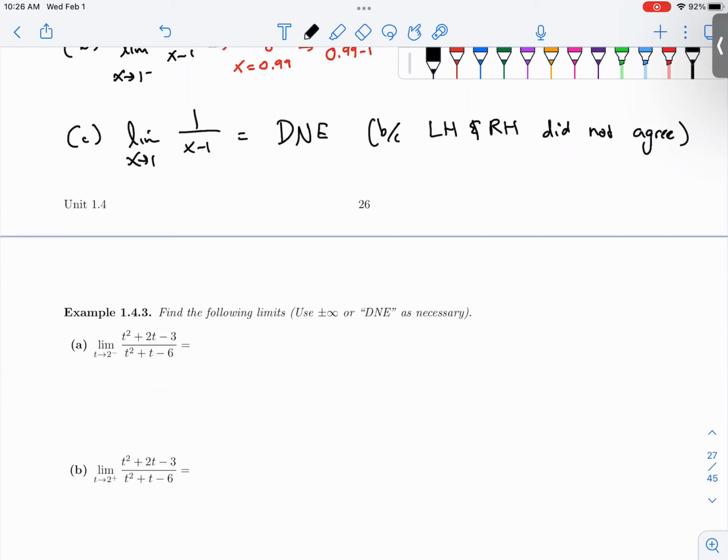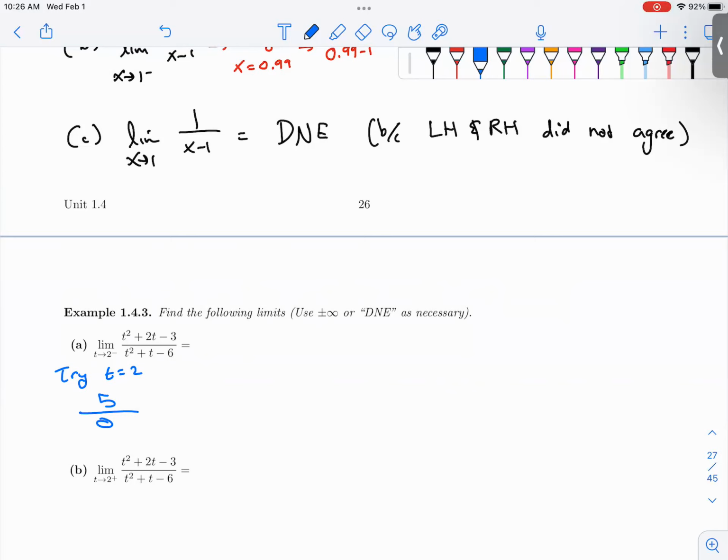All right, so we can try to do this one. The first thing we should always try and do is plug in the number, right? Let's try t equals 2. You're going to get 4 plus 4 minus 3, which is 5, over 4 plus 2 minus 6, that's 0. So unlike the previous examples where we would factor it and go from there, we don't even need to factor because we're just going to be testing a number.